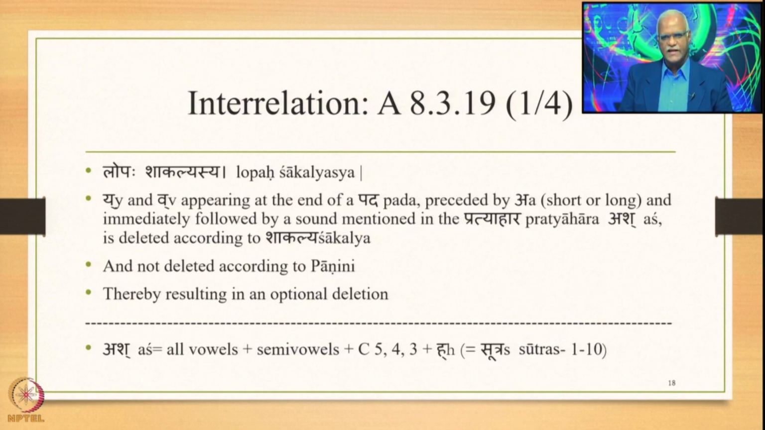Now let us look at the second sutra, Lopashakalya, and its interrelation with echo yavayavaha. Lopashakalya means ya and va appearing at the end of a pada and preceded by short or long a, and immediately followed by a sound mentioned in the pratyahara ash. So this ya and va is deleted according to Shakalya. Shakalya is the name of a grammarian.